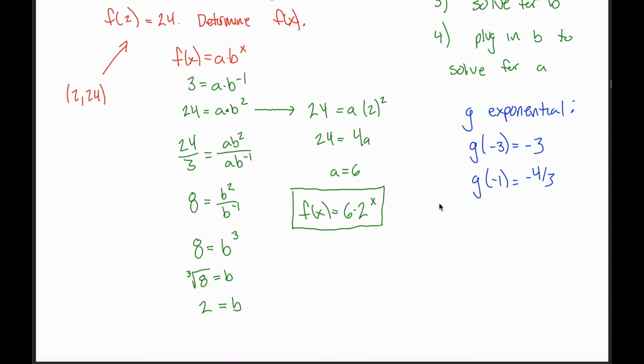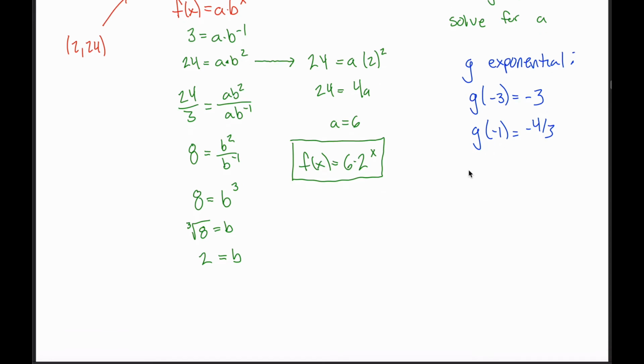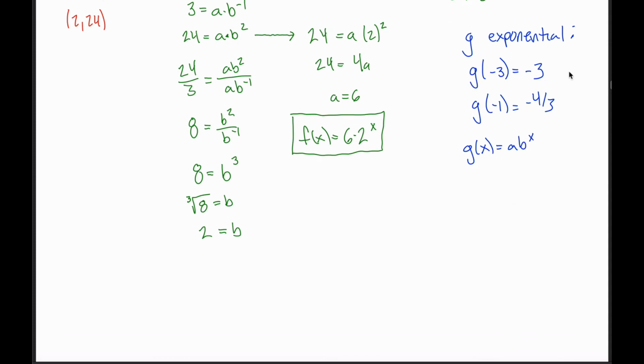Suppose you're told a function g is exponential, and g of negative 3 equals negative 3, and g of negative 1 equals negative 4/3. Well, you'd set it up the same way. You'd say g of x equals a times b to the x power, and because of this first statement up here, I know that when x equals this negative 3, y equals this negative 3. So I got negative 3 equals ab to the negative third power, and from this equation, I know that when x is equal to negative 1, so ab to the negative 1 power, y is equal to negative 4/3.